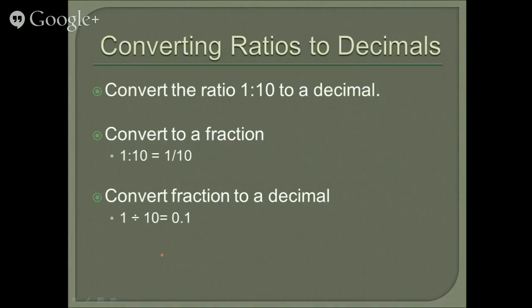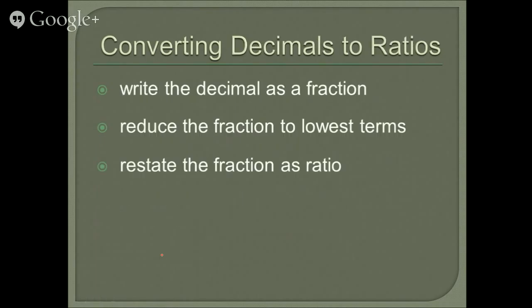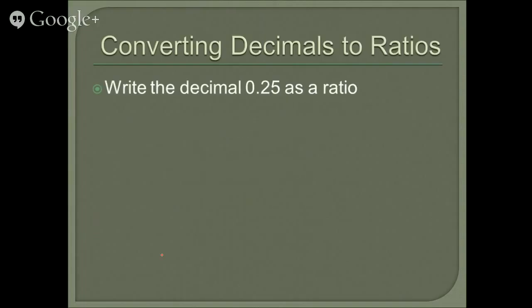When we look at converting decimals to ratios, we have to write our decimal as a fraction, reduce to lowest terms, and then restate it as a ratio. So if we're going to write 0.25 as a ratio, what is the first thing we're going to do? Make it a fraction. So what is our fraction?